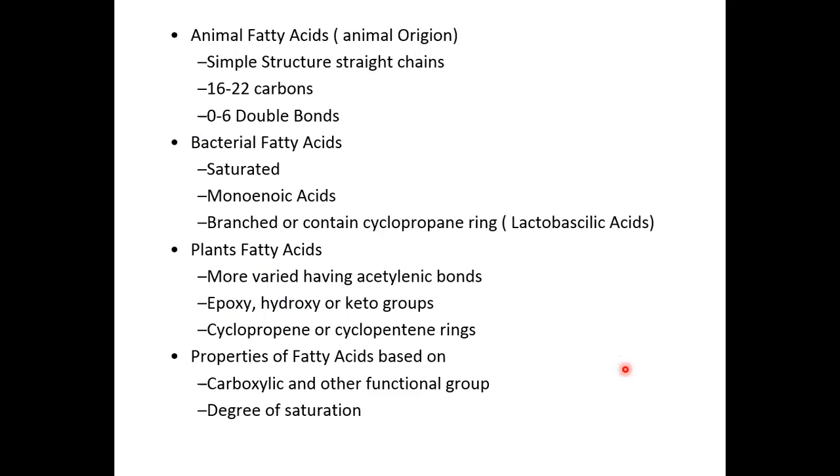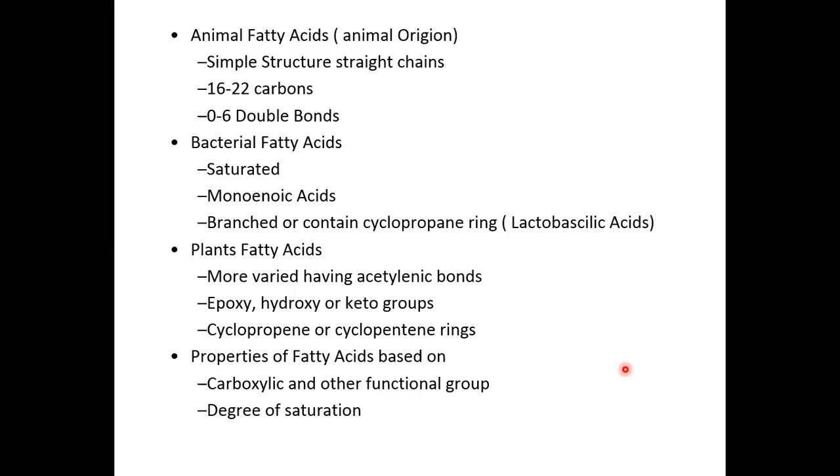Animal fatty acids, I already told you, are fatty acids from animal origins. They contain a simple structure, straight chain, and 16 to 22 carbons. 0 to 6 double bonds are present. Bacterial fatty acids are saturated, monoenoic acids, branched or containing a cyclopropane ring. Plant fatty acids are more varied, having acetylenic bonds. They may have epoxy, hydroxy, or keto groups.